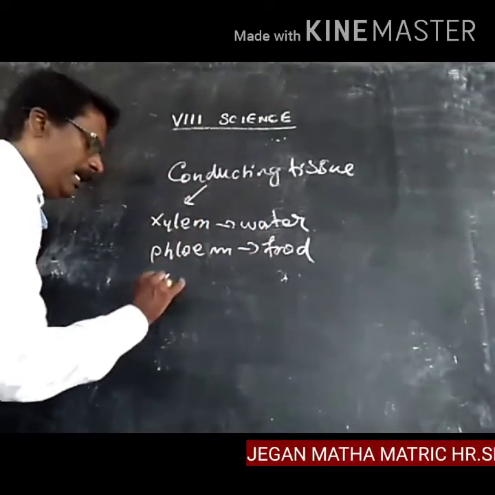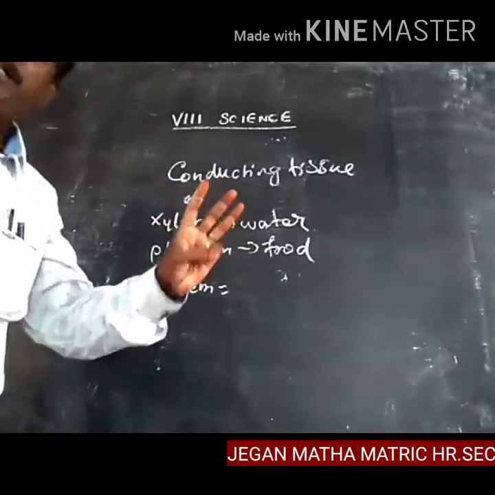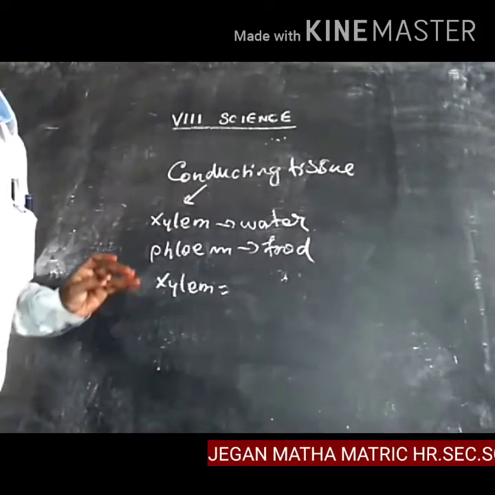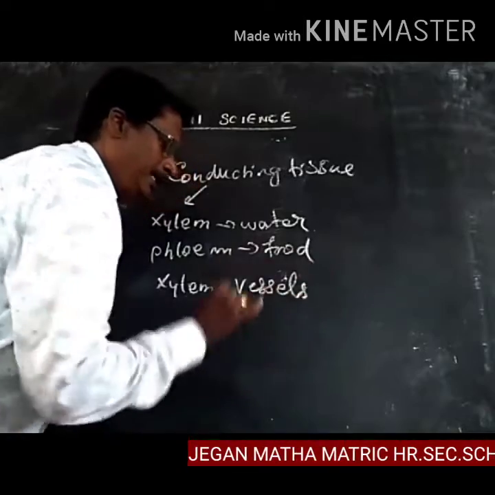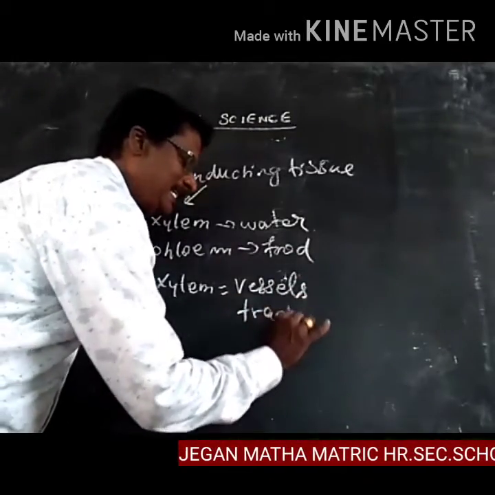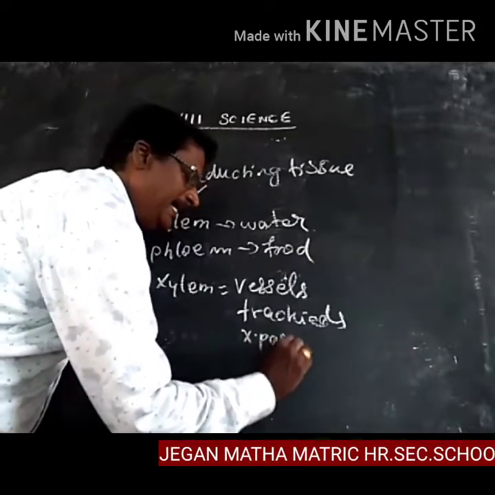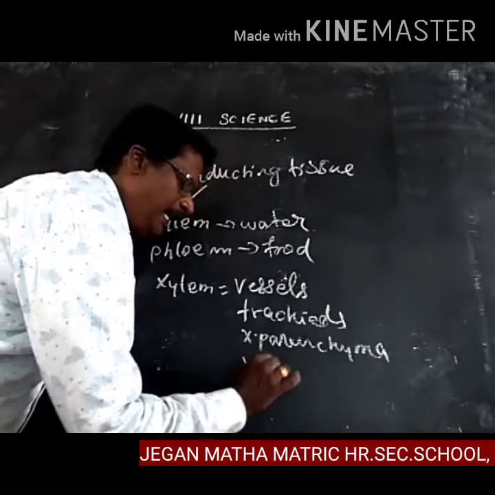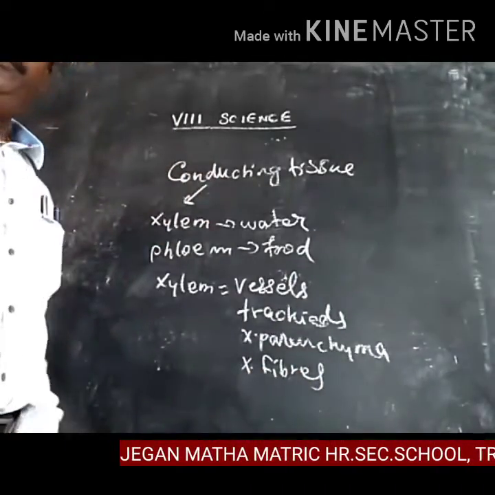Xylem consists of 4 types of cells: vessels, tracheids, xylem parenchyma, and xylem fibers.